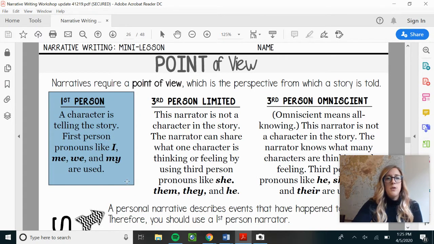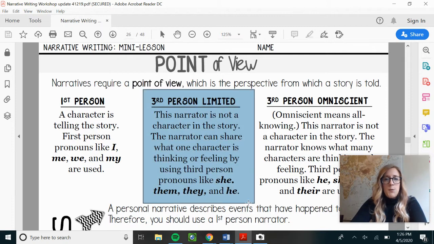So we have options. We have the option of using first person. First person point of view is when the character is telling the story and they're using first person pronouns, which are I, me, my, and we. First person is when the narrator is in the story, okay? Then we have third person. Third person is when the narrator is kind of outside of the story. I usually imagine that the narrator is standing back with binoculars, watching the story, seeing everything that's going on, okay? So your options are third person limited or third person omniscient. Let's read third person limited first.